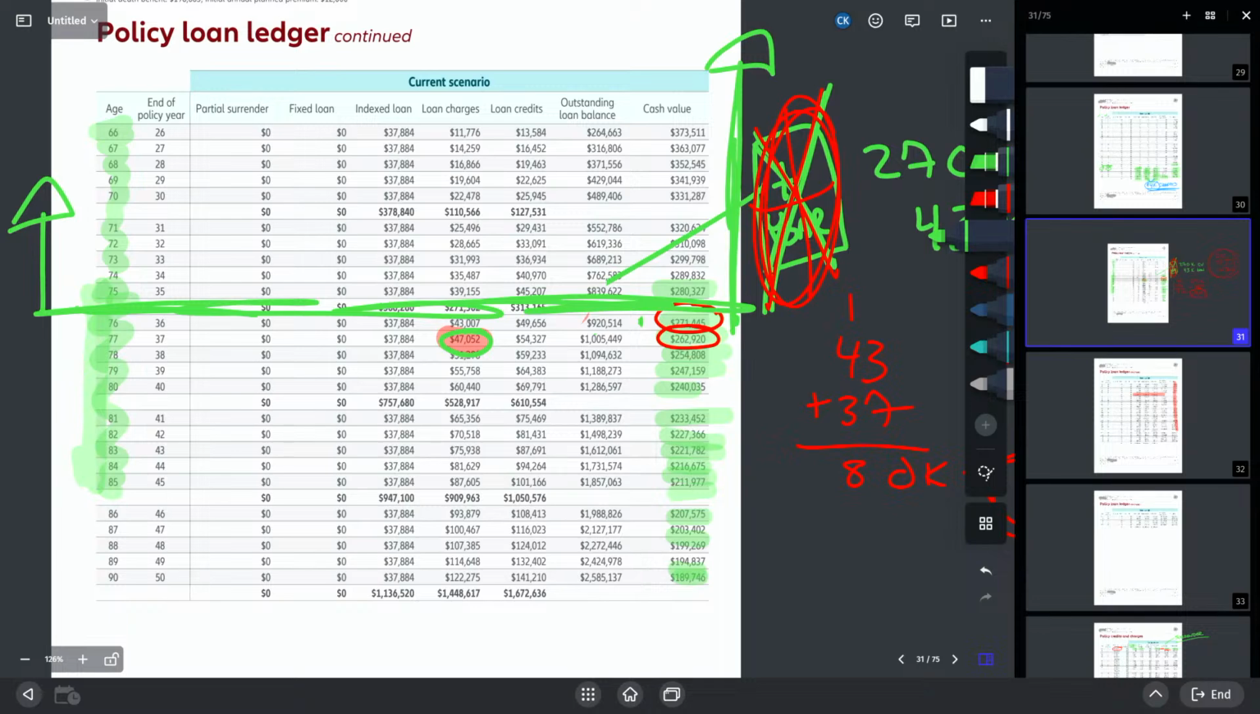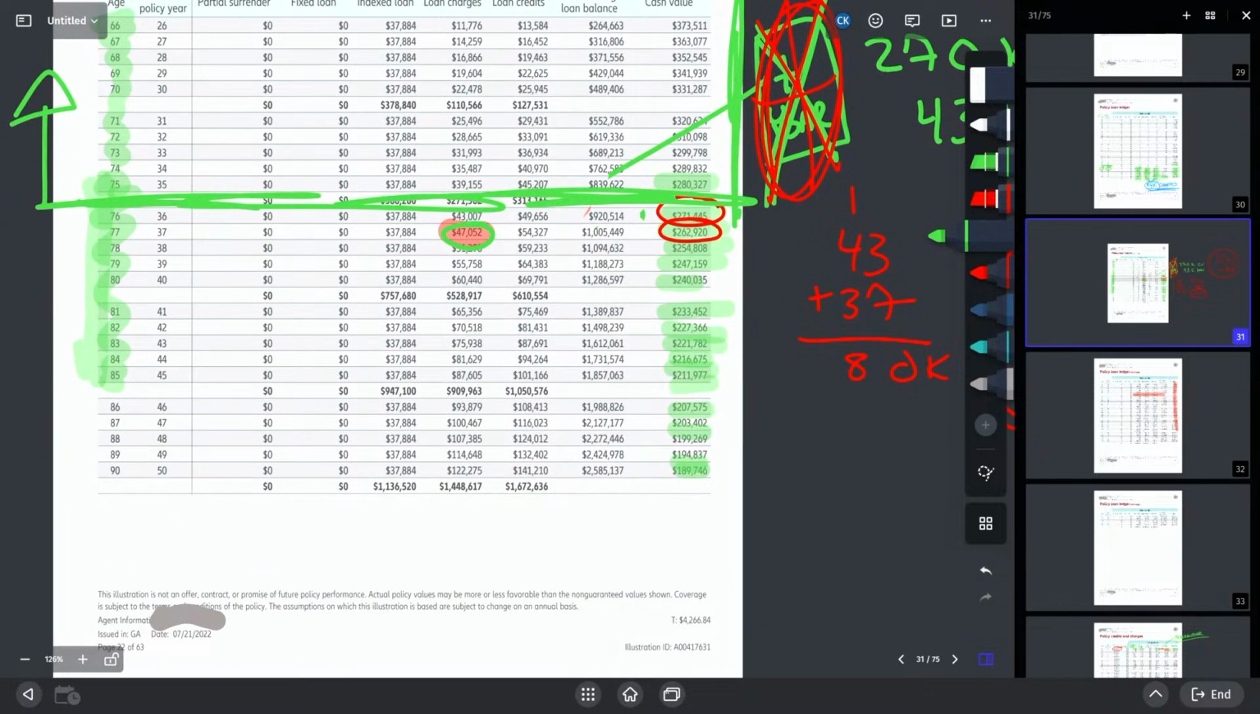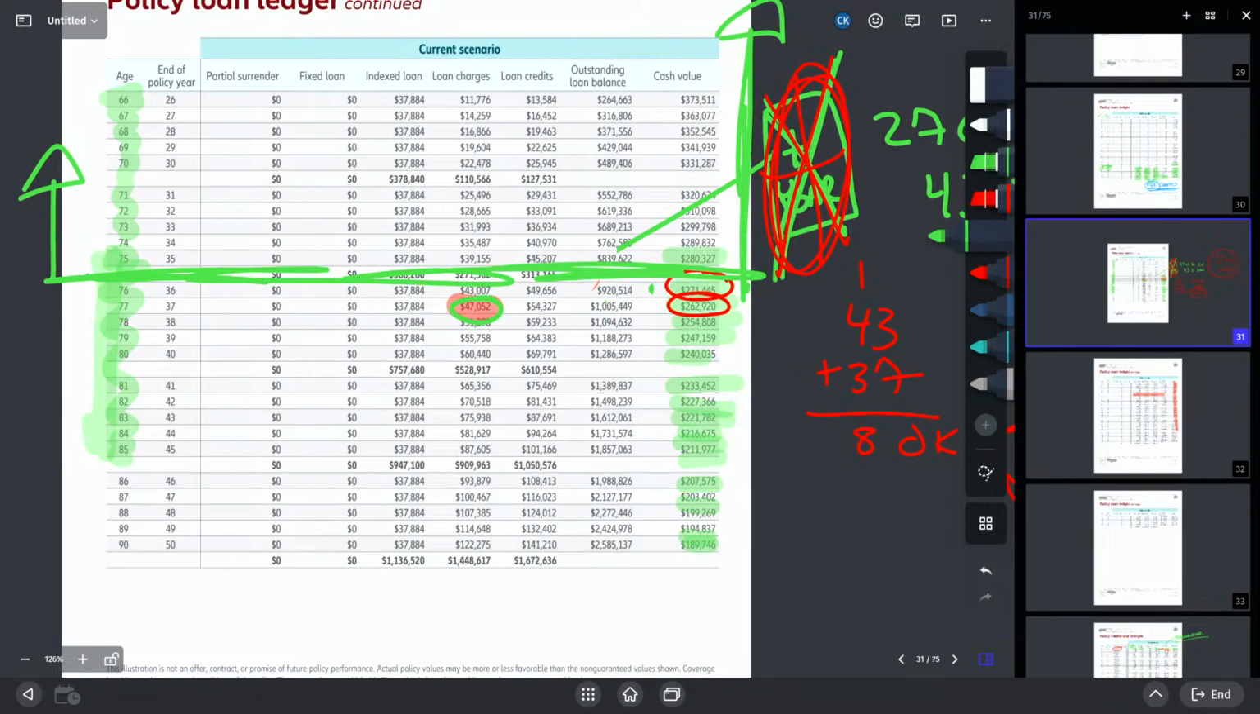And in this situation, if we look at this, a taxable event with an outstanding loan balance, if it happens at 80 years old, you're looking at a 1.4 million-ish taxable event where you're going to have to pay taxes on $1.4 million. So, that's that. All right, I'm going to try to catch up.